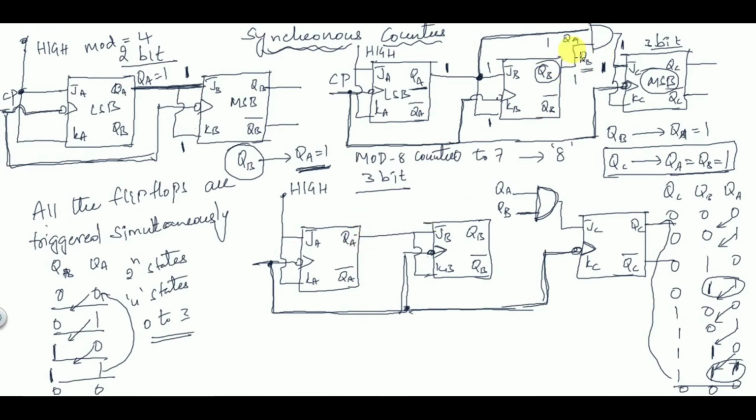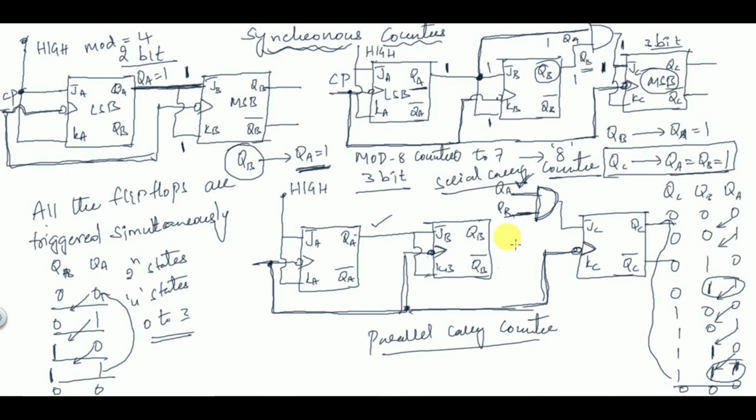So here the propagation delay is more, so here we are giving the QA value directly. So whatever QA you have obtained here, if you make some arrangement manually and give the value here, that type of counter is called a parallel carry counter. And this counter is called a serial carry counter. So all the conditions will be the same, for the serial carry counter and the parallel carry counter. The conditions will be the same.